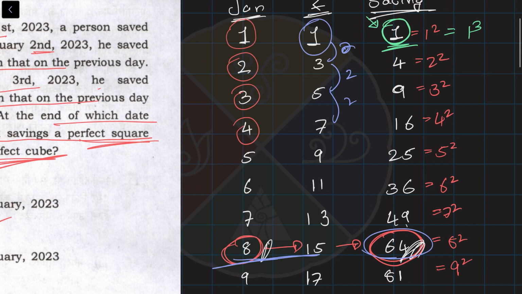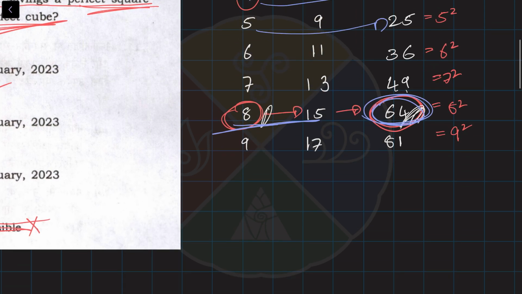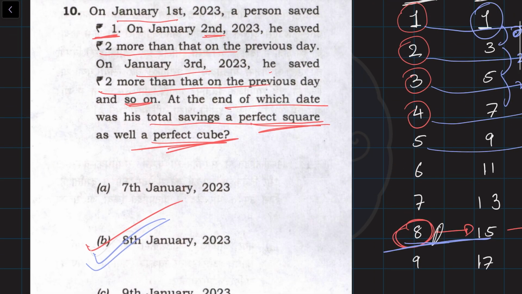Now one more way is there. Of course, if you observe the pattern over here, the sum is going to be the square of the number of terms: 1 square, 2 square, 3 square, 4 square, 5 square. Just like that, we can see when it is going to be 64. 64 will be happening on the 8 square day. So again the 8th day. So multiple ways are there to come to the same solution.